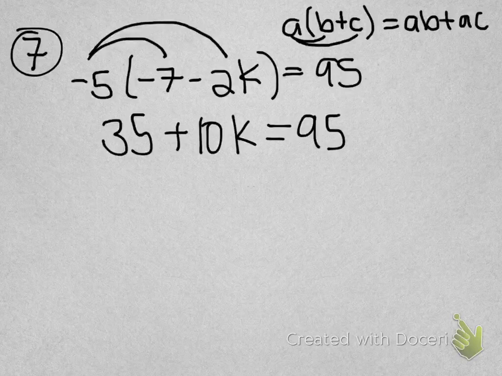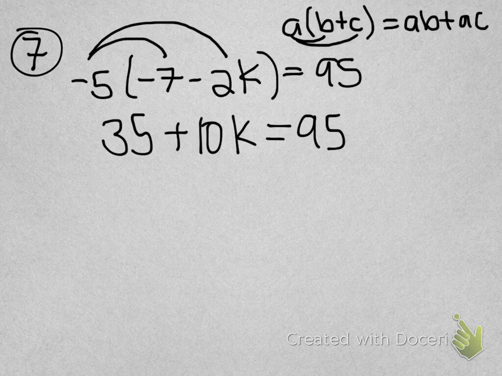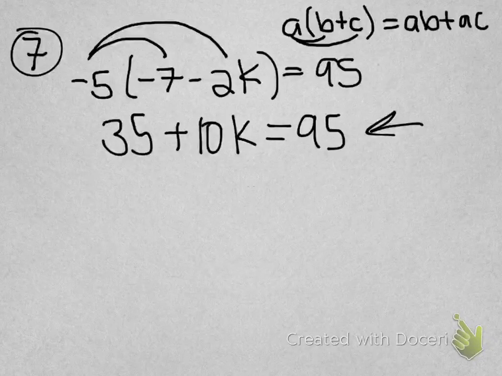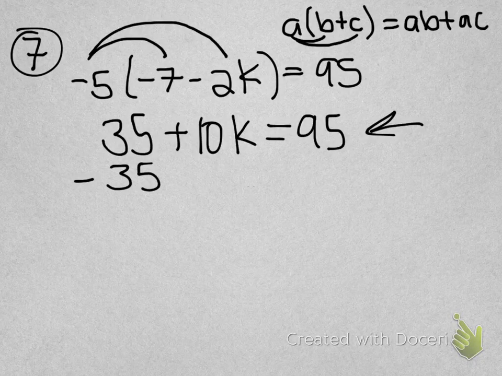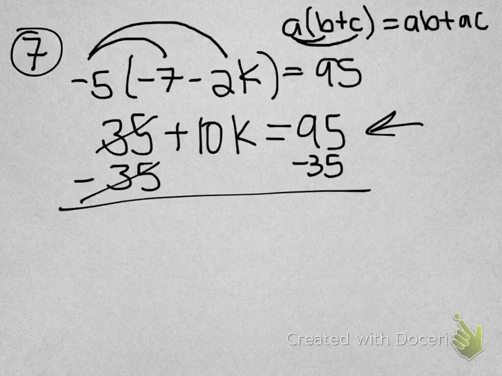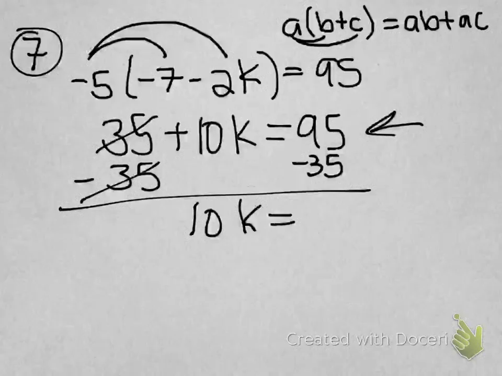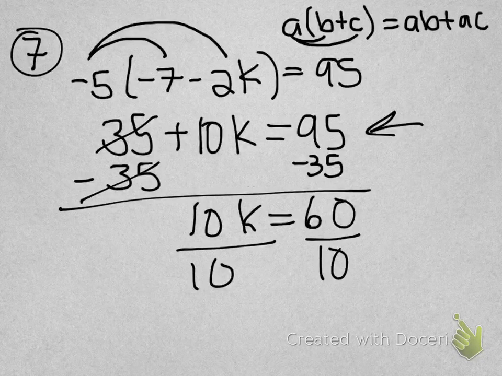Now this problem is just a simple two-step problem that we just learned how to do on the last couple problems. But this one now is all of a sudden cleaner. It looks nicer, and we can solve it pretty quickly. We subtract our 35 from both sides. The 35s cancel out, and we get 10k equals 60. We divide by 10, and we get k equals 6.